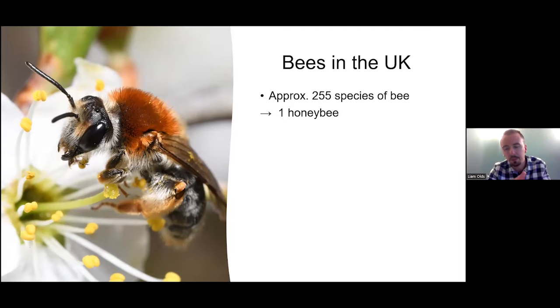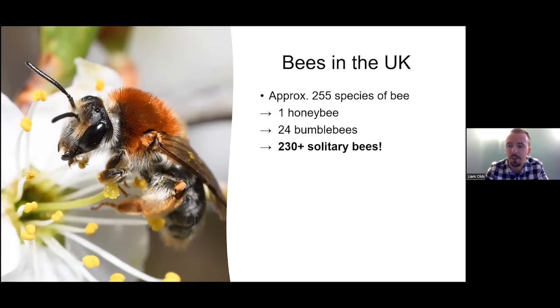But of those roughly 255 species, we've got one species of honeybee. That's the western honeybee, Apis mellifera, which is active throughout the whole of western Europe. Then we've got 24 species of bumblebees, so we're in quite a good part of the world for bumblebees. And then we've got all the rest, what we call solitary bees. So solitary bees are basically anything that's a bee that's not a honeybee or a bumblebee. And we have over 230 different species of them. So they're a really diverse group of bees, and the leafcutter bees fall within those 230.